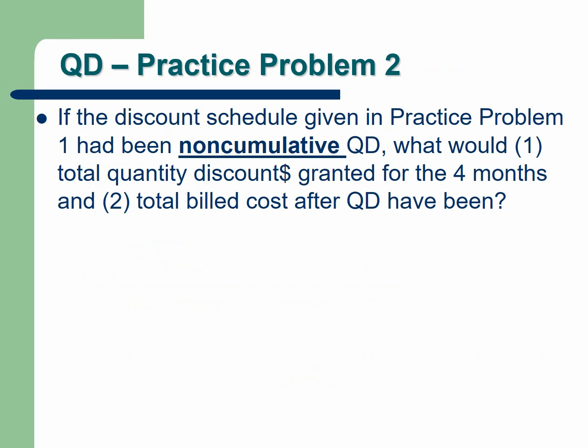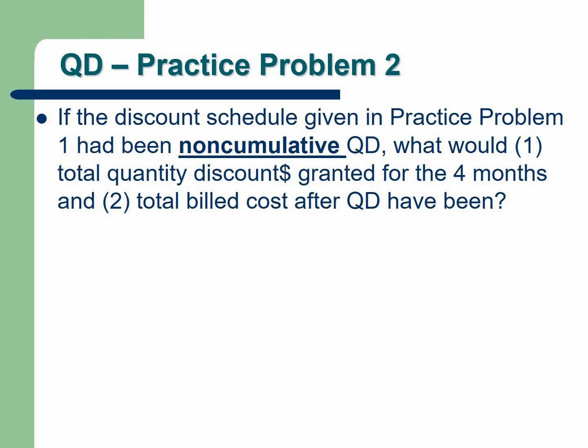So in the previous problem, the quantity discount schedule was based on cumulative purchase orders, right? What if the discount schedule given in the previous problem had been non-cumulative quantity discounts? Okay, if it should be a non-cumulative quantity discount schedule, then what would be the total quantity discount dollar granted for the 4 orders altogether, and the total build cost after the quantity discounts have been taken off?